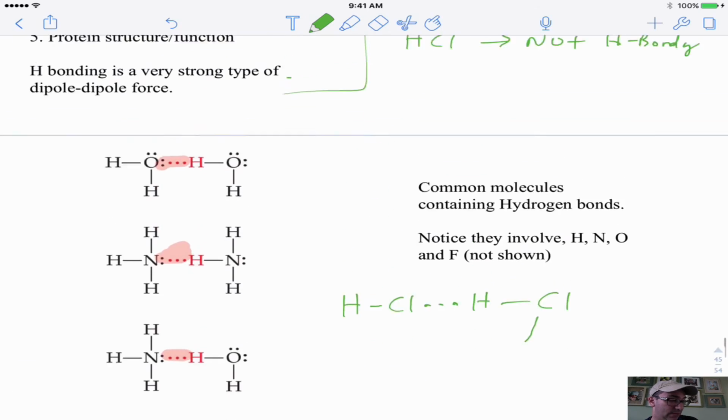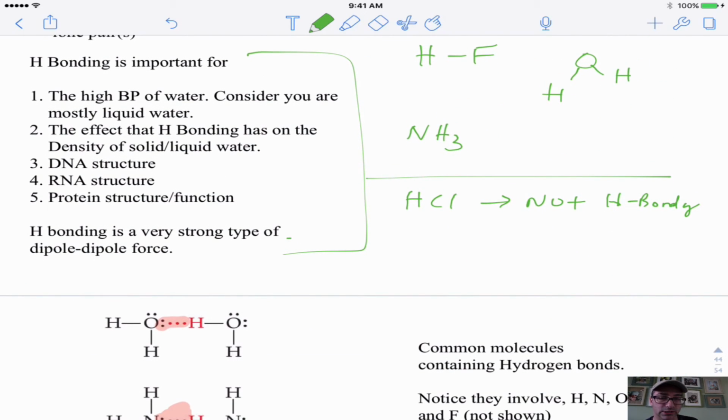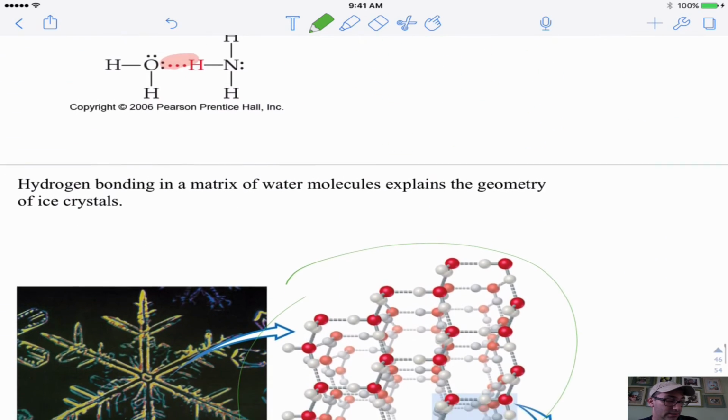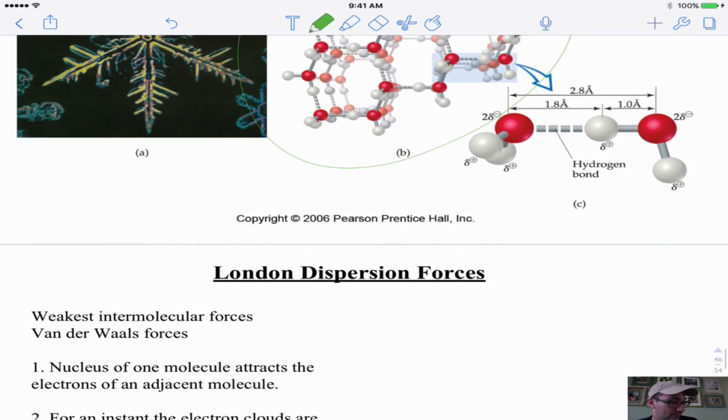Again, hydrogen bonding is weaker than covalent bonding, but it's the strongest of the types of intermolecular forces. Why is hydrogen bonding important? Well, things like the boiling point of water that I just mentioned. Things like DNA structure and RNA structure. You remember DNA, they talked about the double helix and about the pairing up of the base pairs. Those base pairs are paired because of hydrogen bonding.